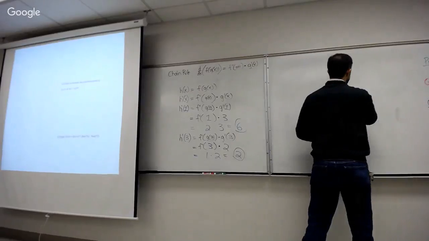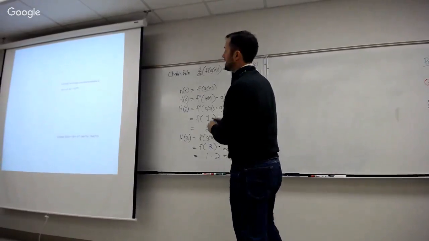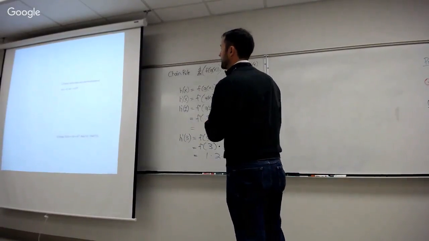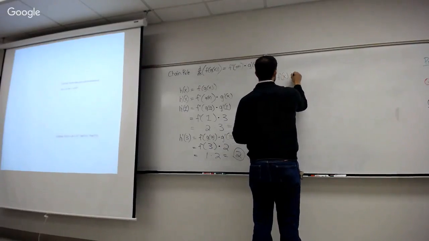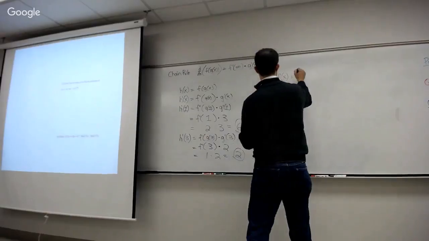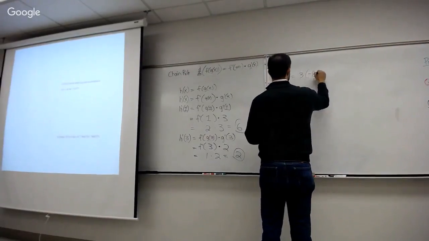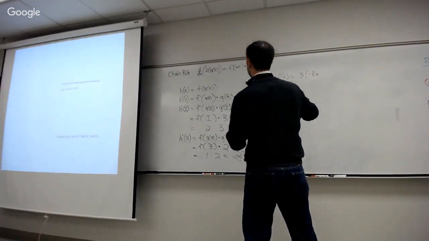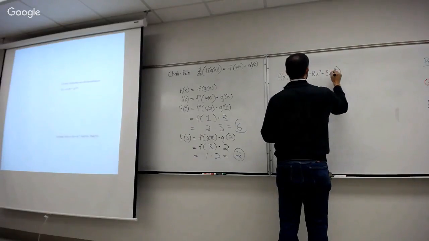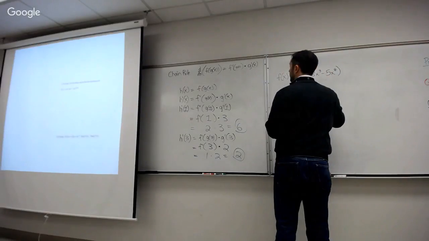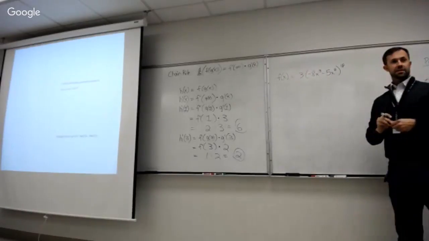Let's try the next one. And again, let's write it down. So we want to find the chain rule. So the function is 3 times negative 8x cubed minus 5x to the 8, all to the power of 18. Did I get that correct?